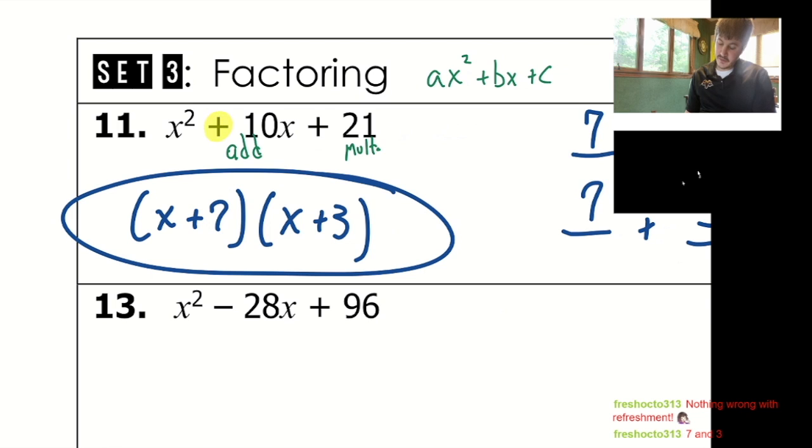And anytime the symbol's right here, this might be something you may not have learned, but it's a little bit more advanced. If the two signs right here are plus and plus, your factors will always be two positive numbers. It's a good way to help yourself out, that they'll both be positive.